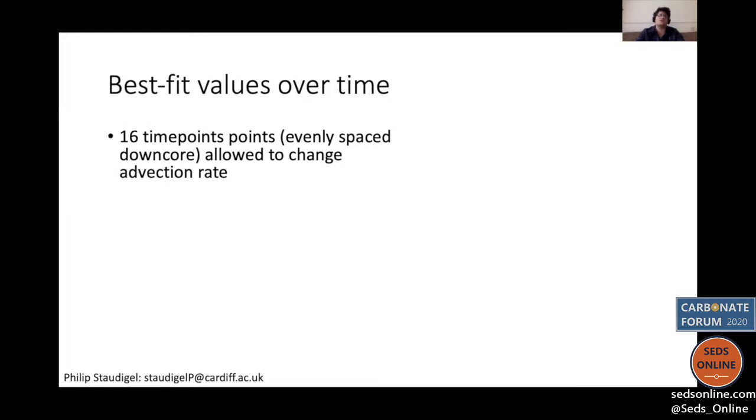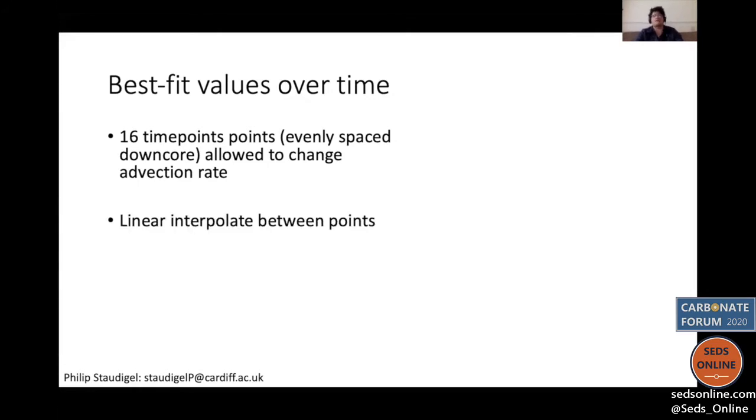In this case, it's a gradient descent algorithm, which tweaks the advection rates for each of these 16 time points. And then over time, forms better and better model fits. On a personal computer, this algorithm takes about a day to run. Fortunately, we were given access to the ARCA cluster at Cardiff University, which dramatically sped up this process.